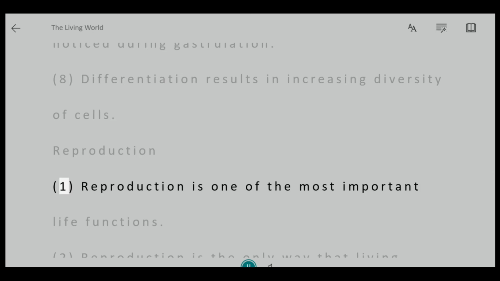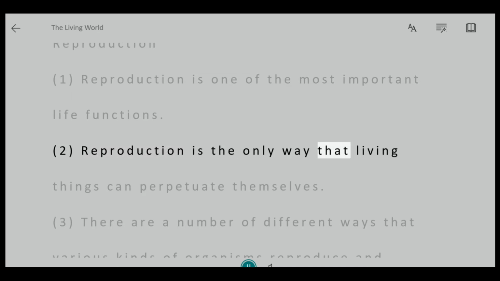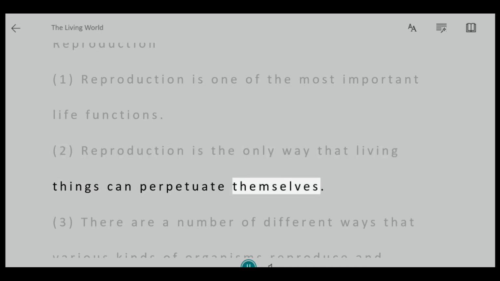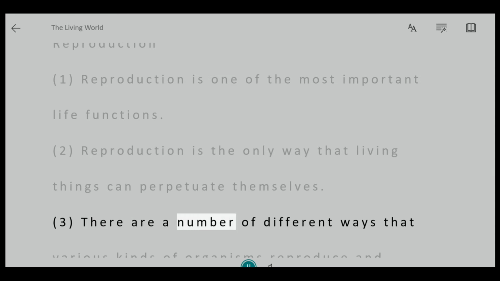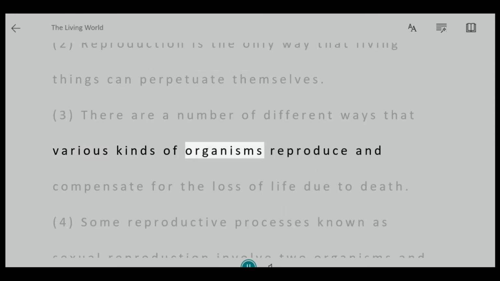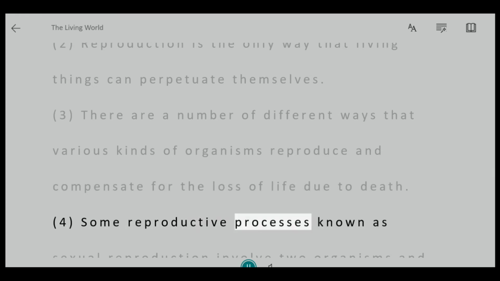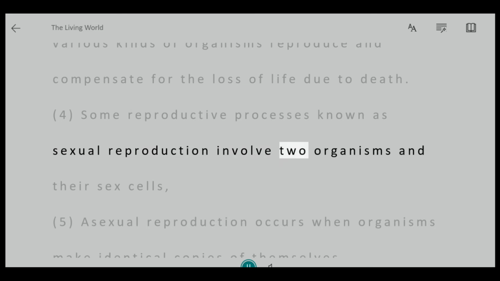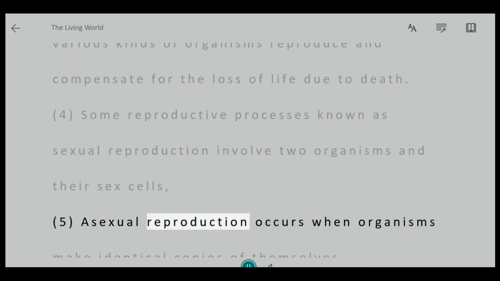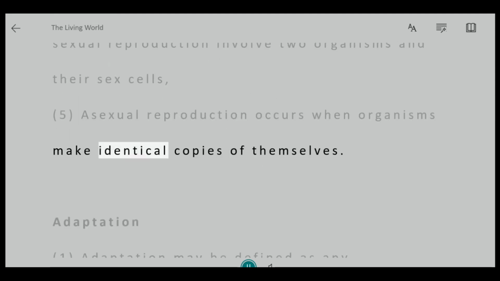Reproduction. 1. Reproduction is one of the most important life functions. 2. Reproduction is the only way that living things can perpetuate themselves. 3. There are a number of different ways that various kinds of organisms reproduce and compensate for the loss of life due to death. 4. Some reproductive processes known as sexual reproduction involve 2 organisms and their sex cells. 5. Asexual reproduction occurs when organisms make identical copies of themselves.